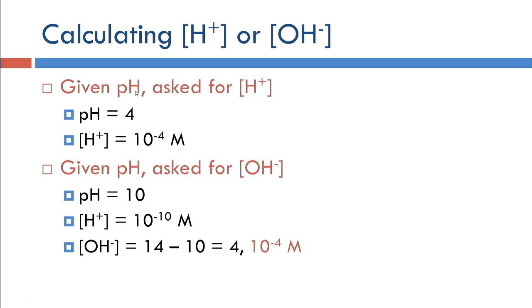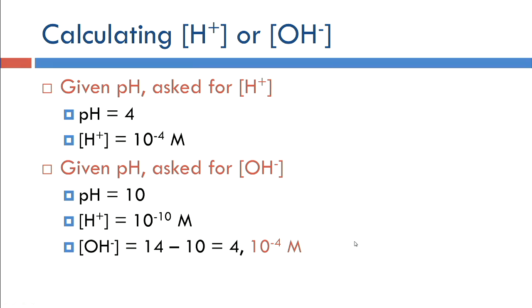What if you're given the pH and they ask you for the hydrogen ion concentration? So they tell you it's 4. It's just 10 to the negative 4. Okay. What if they give you the OH, hydroxide ion, and they ask, what's the pH? Say the pH is 10. How did we figure that out? Well, if the pH is 10, hydrogen ion is 10 to the negative 10. Remember the rule of 14: 14 minus 10, this would be 10 to the 4th. So that's how you work that.